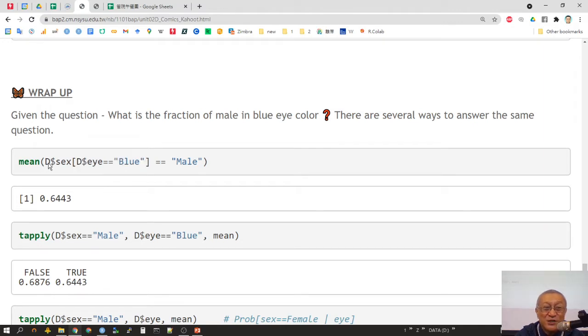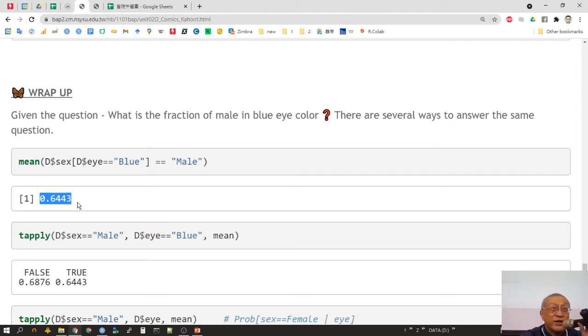So this expression is actually the sex of all of the blue-eyed, right? I mean, this expression is actually the sex of all of the blue-eyed. So I test this vector with male and then take a mean. Now this is the answer, right? This is the answer.